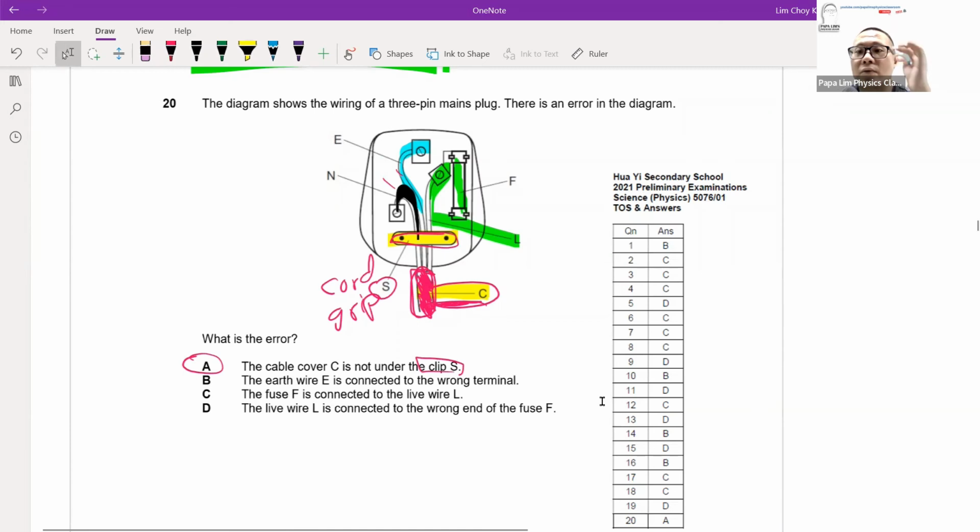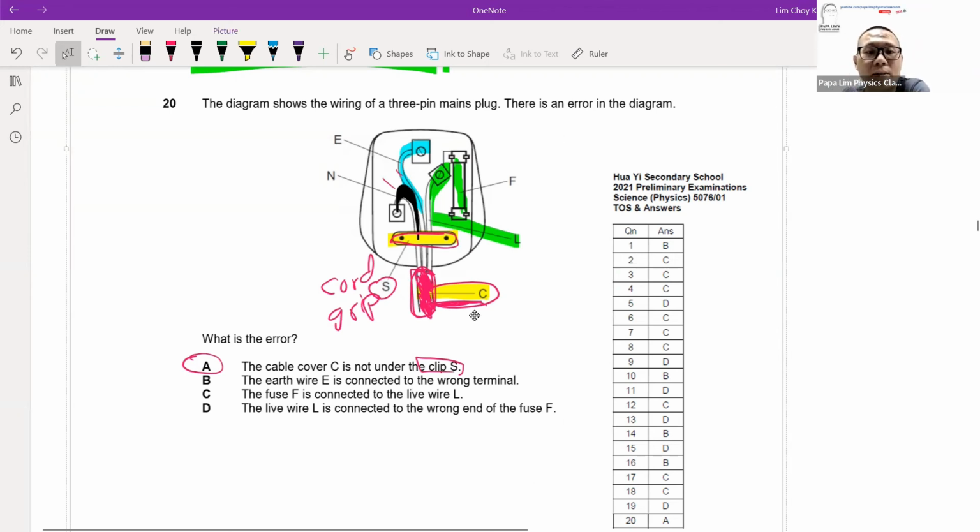Okay, so we have to make sure that for the electrical wire and electrical plug, the wires are being screwed to the correct places. The cord grip and the cable must also be at the correct position. This is one of the common faults that we actually deal with in real life.